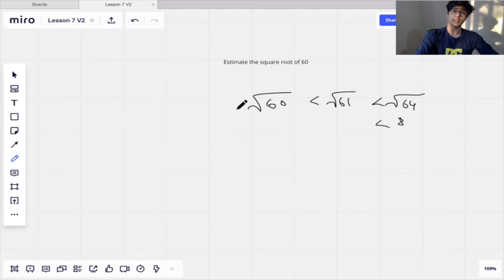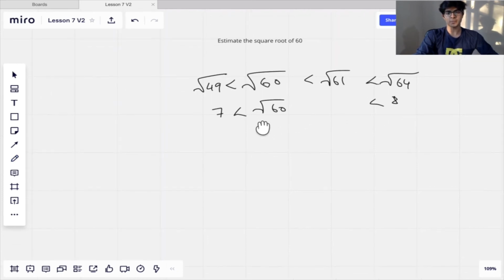Now think about what root 60 is more than. Let's go back to our perfect squares. Since you know this, you can guess 7. 7 squared is 49, right? And that's less than 60. And if you know your mental math, you know that there's not a perfect square between those two. So you know root 60 is less than 8, but more than 7, right? So you know it lies somewhere between 7 and 8.